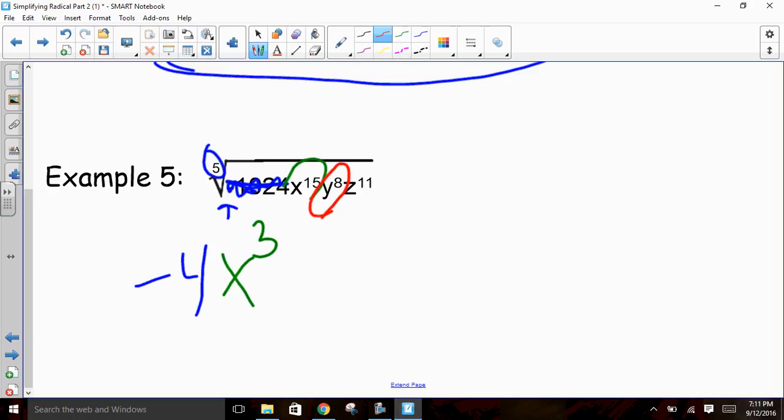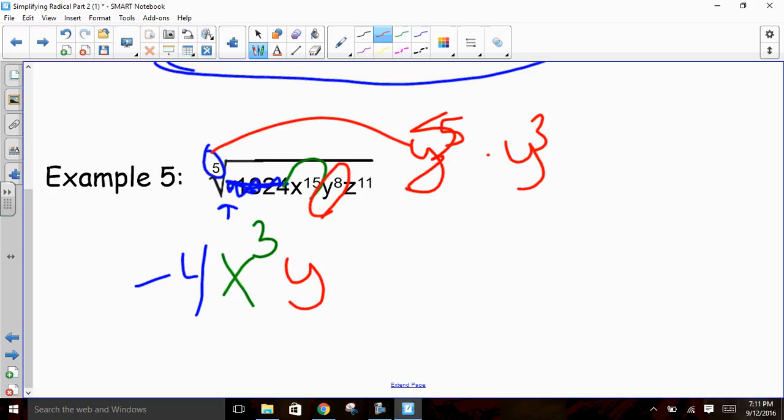What about my y's? Can my y's evenly be divided out? Can I take 8 divided by 5? Nope. Okay, well, I know that y to the 5th times y to the 3rd is the same thing as y to the 8th, because 5 plus 3 gives me 8, right? Remember, multiplying, add your exponents. 5 divided by 5 gives me 1. Leave a little space, we might have some z's here. Means y cubed has to stay underneath.